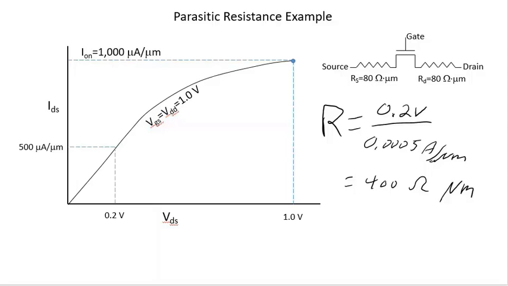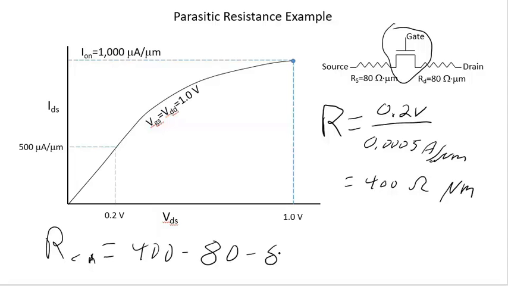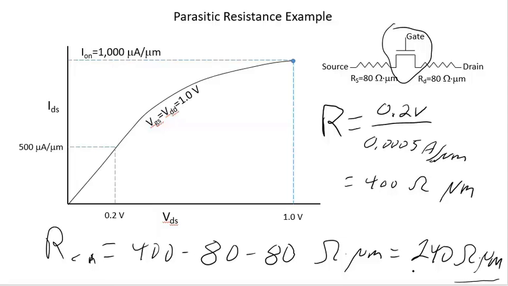Now if I want to know the channel resistance, which is just the intrinsic resistance of the FET, that is not including those parasitics, all I have to do is take the 400 ohms and subtract out the parasitics. So the channel resistance, R sub CH, is 400 minus those two parasitics, which are both 80 ohm microns. So that's 240 ohm microns. That's the actual channel resistance. We're able to get that because we had the parasitics as givens.